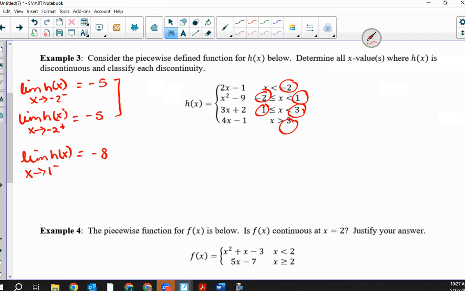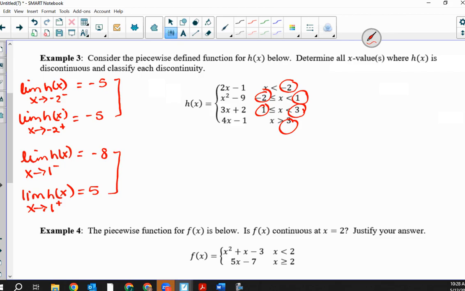-8. All right, good. And then we also do limit of h of x as x approaches 1 from the right. Are you following me down? Now we're on 3x plus 2. What do we get? 5. Okay, not matching.